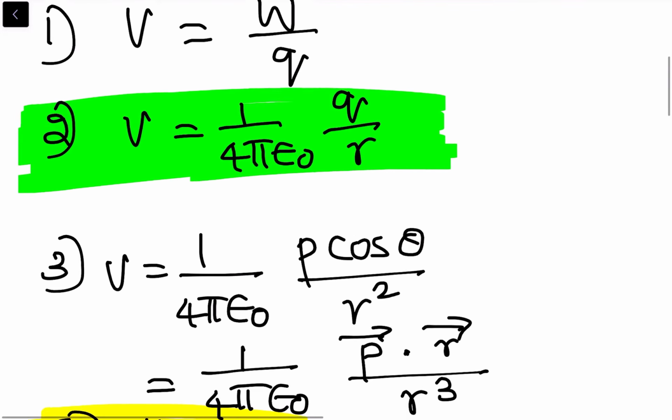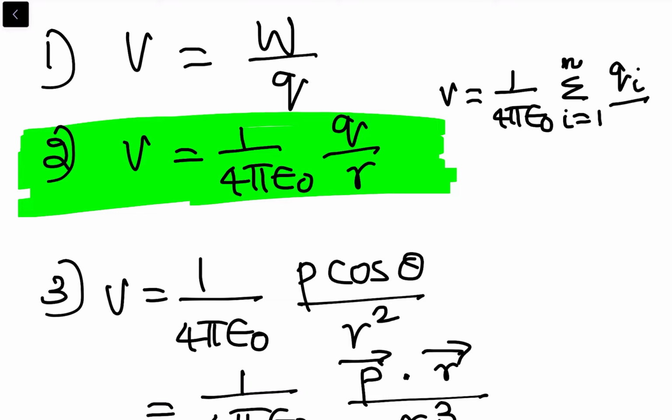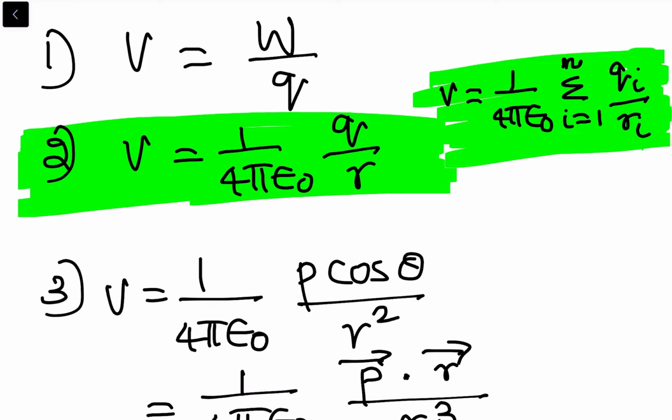For that you can use this same formula, which is in this green color, and then we can add them using the superposition theorem. Superposition theorem means you can add the potentials due to multiple point charges. Suppose there are n charges, we can have the potential due to multiple charges as V is equal to 1 by 4 pi epsilon naught, sigma i is equal to 1 to n, Qi by Ri. Sigma means summation, as you all know. So you can find the potential due to individual charges, and you can add all of them.